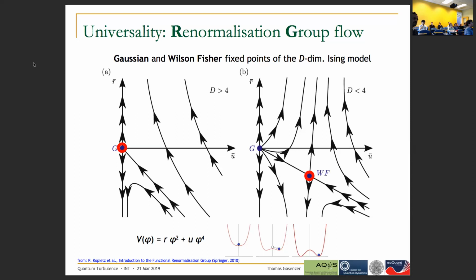Yes. Just say that this is what I meant. Then you are in the symmetric phase. In a way. You see, in one case I have a minimum, in the other case I don't. Absolutely. Okay. Thank you. Right.